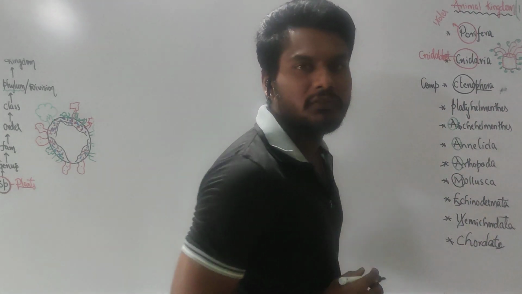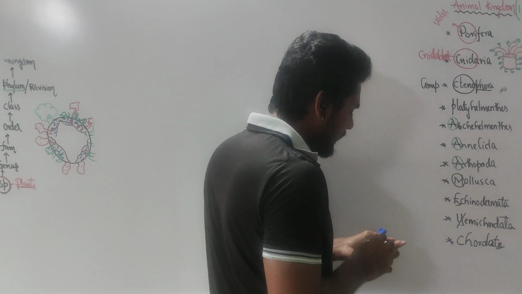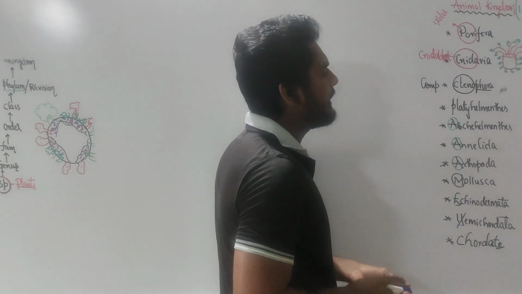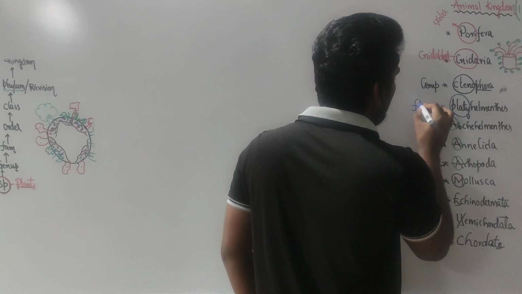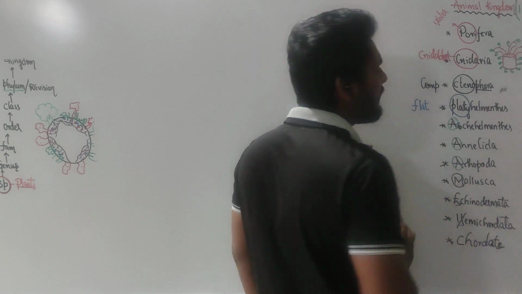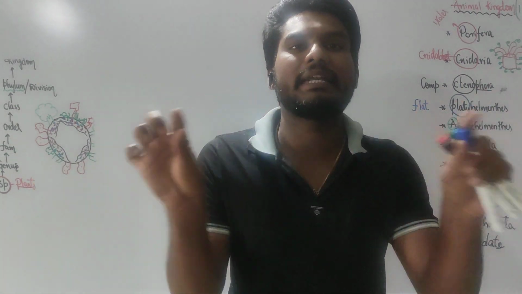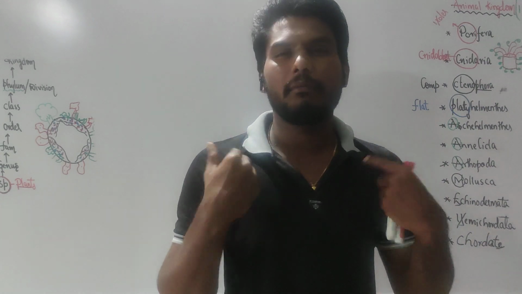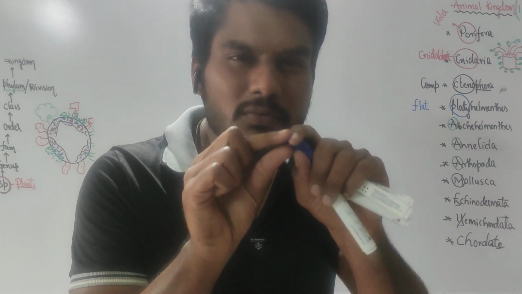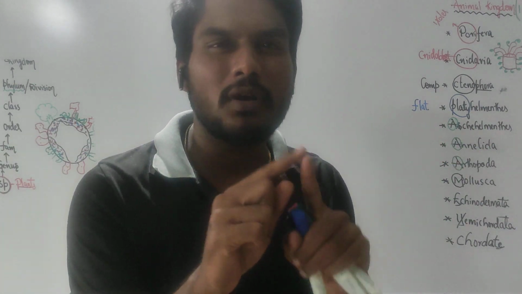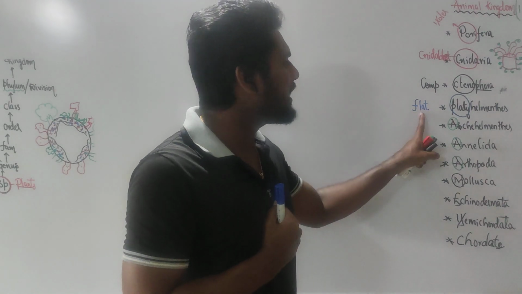Next, come to the fourth phylum, Platyhelminthes. What is the meaning of platy? Platy means flat. Very, very flat, meaning their body is very flat, like a tape. If you see the tape in the tailor's shop, the tape is very flat. It's not round. Same like that, the animal's body is very, very flat.